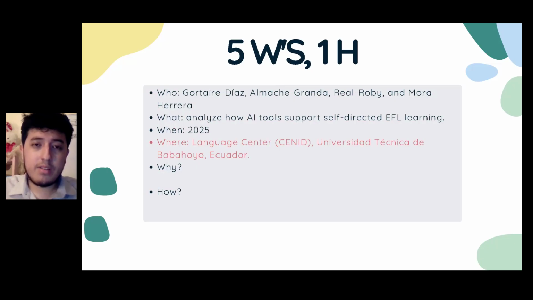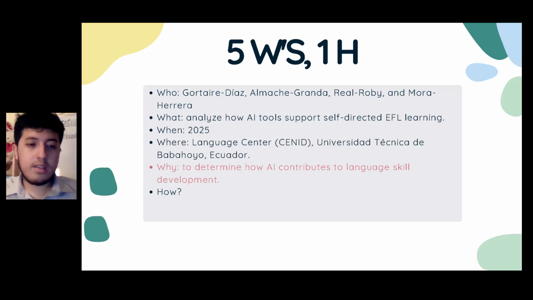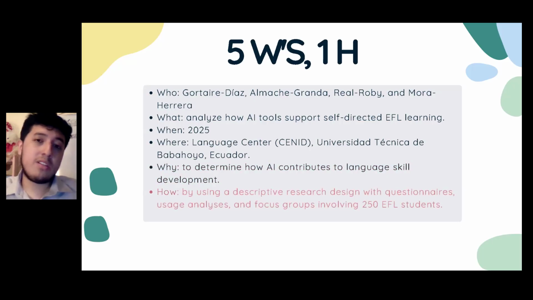But we need to consider that not all the questions are relevant to answer. Then why, in this case, to determine how AI contributes to language skill development. It's very important to know the why and how. That's basically the methods. In this case, they use a descriptive research design with questionnaires.